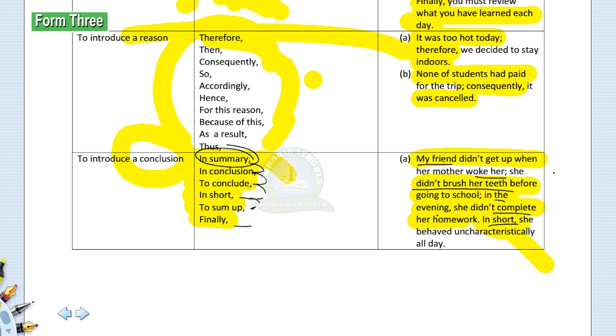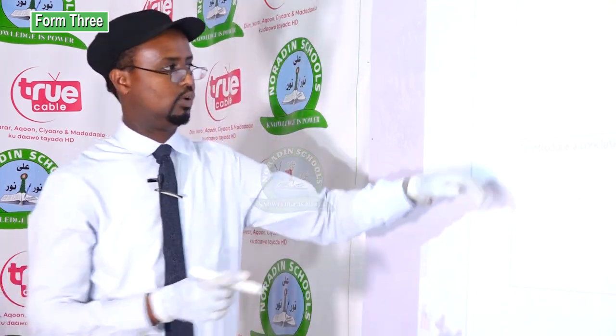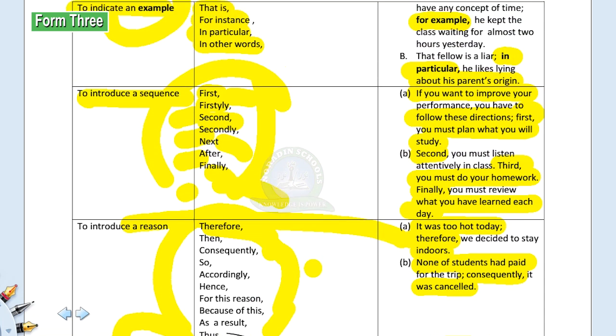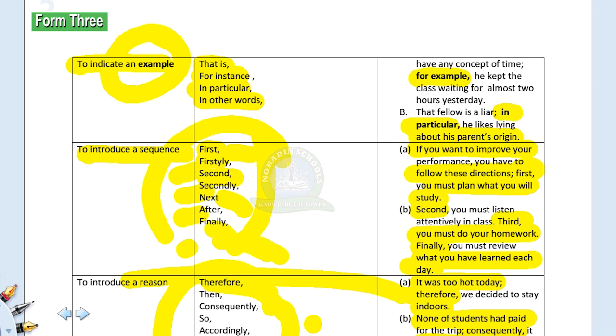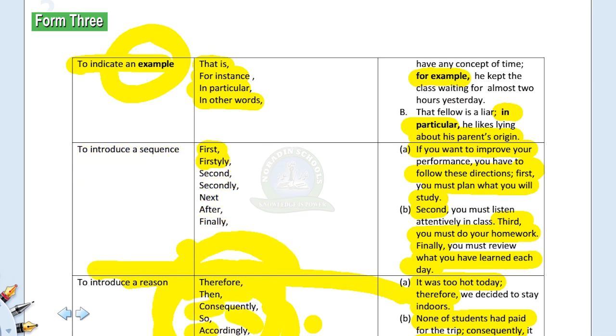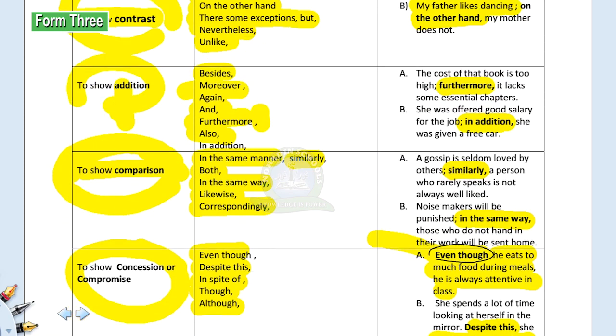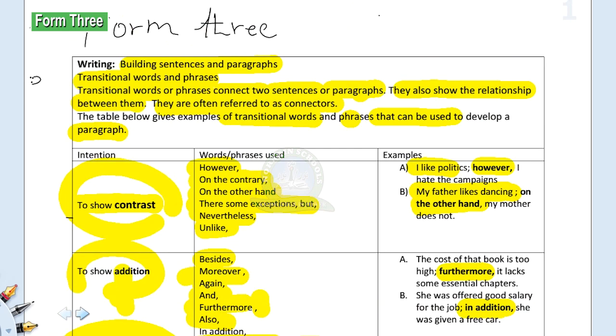Okay, these are really very important when it comes to writing and when it comes to speaking. Most of the English examiners will look at the transitional words when you are writing or when you are speaking. So you have to be very careful when it comes to speaking and when it comes to writing.